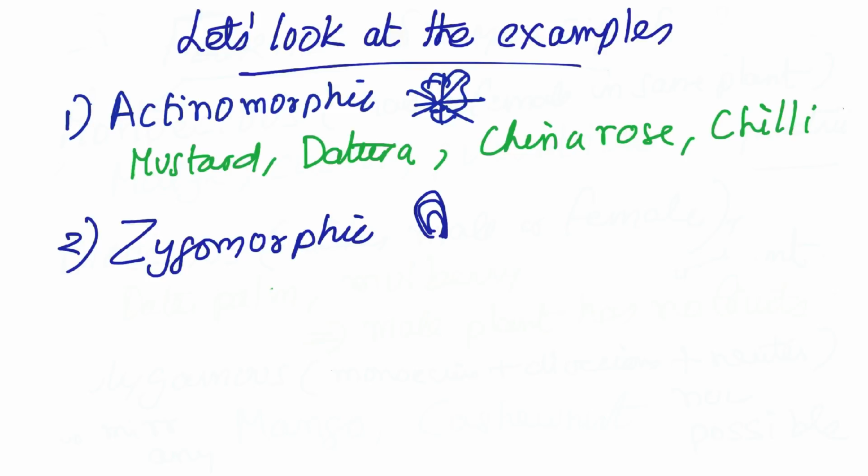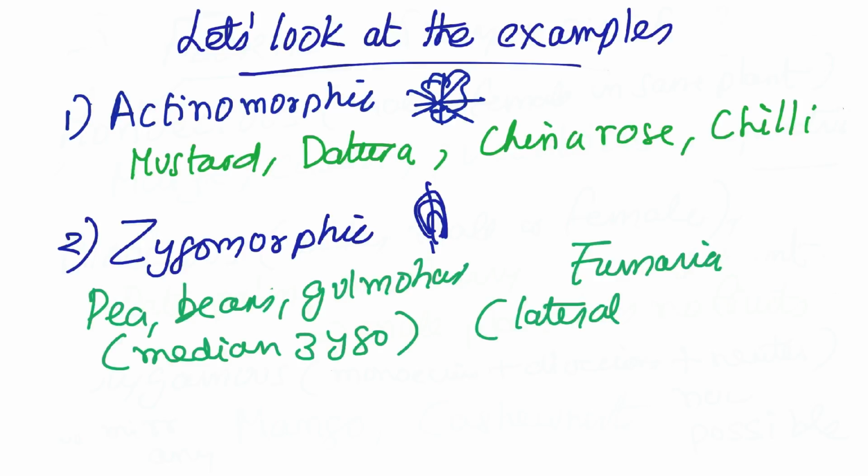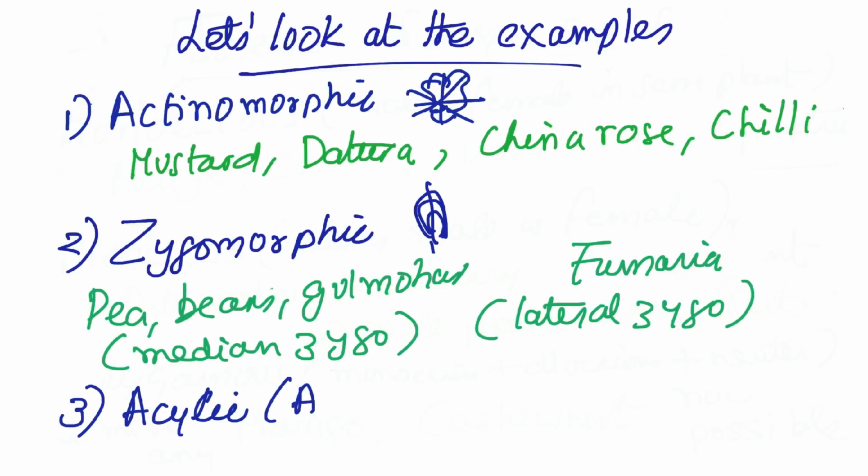Going on to zygomorphic, which as we have already discussed, deals with bilateral symmetry. The standard important examples are pea, beans, and gulmohar. So interestingly, zygomorphic can be divided into median zygomorphic and lateral zygomorphic. It's very important. For lateral zygomorphic, we have fumaria. Going on to the third division, as far as floral symmetry is concerned, that is acyclic or asymmetric, which means that we can't divide the arrangement in any particular plane, and the standard examples are opuntia and canna.